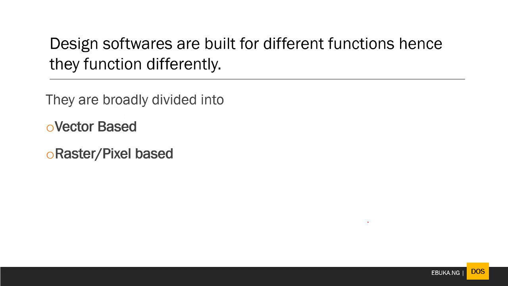So graphic design softwares are built for different functions, like I already said, hence they function differently. They can be classified into two. Design softwares are broadly classified into two. We have vector based software, and then you have pixel based or raster based software. We're going to look at these one after the other.